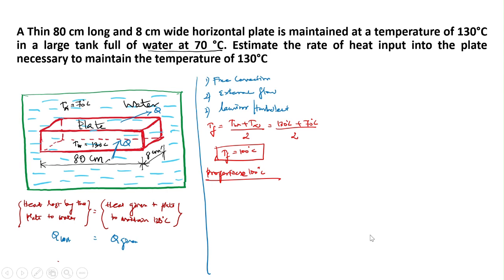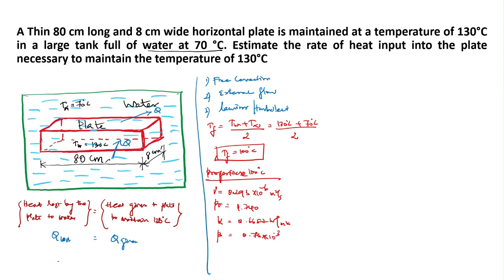Properties at 100 degrees Celsius, we know already noted. So we have the kinematic viscosity, that is nu, equal to 0.293 into 10 to the power of minus 6 meter square per second. Next one is the Prandtl number. Prandtl number is equal to 1.740. The next one is the thermal conductivity. We are having 0.6687 watt per meter Kelvin. Next we have the coefficient of thermal expansion, beta. So beta is equal to 0.76 into 10 to the power of minus 3.